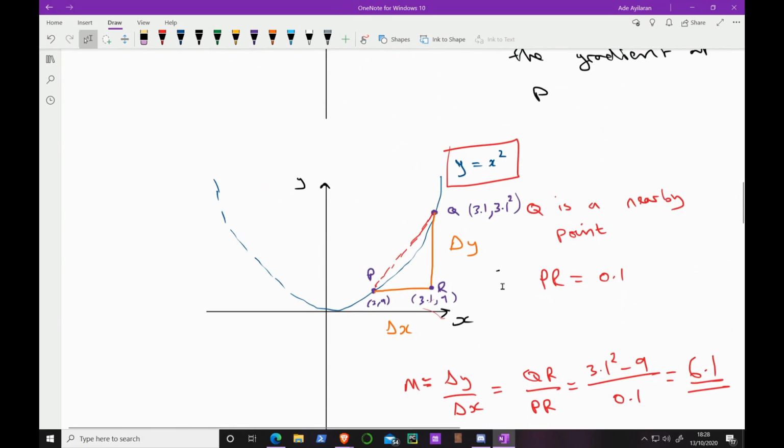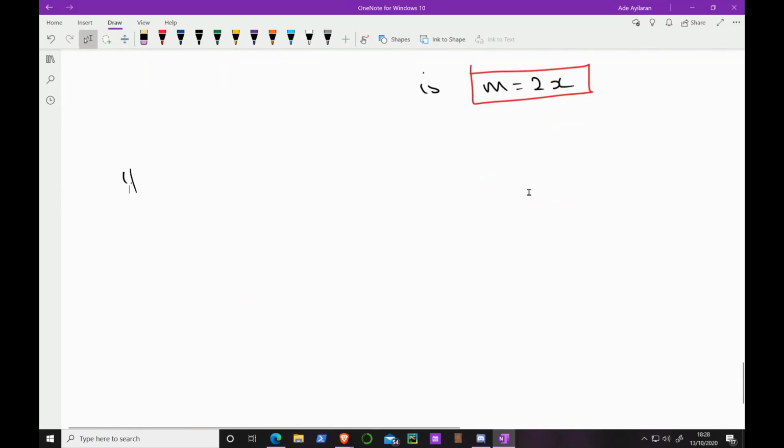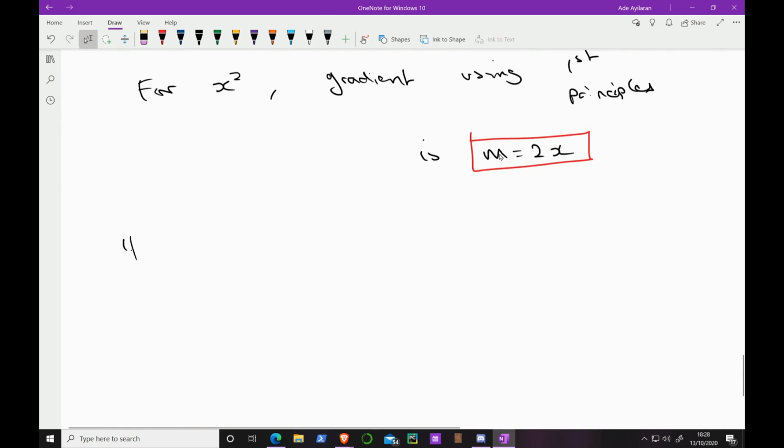Before, we worked out that at 3, 9 the gradient was 6.1, and that was using a very rough line and doing dy by dx. Let's use our final version of first principles to work out the gradient at 3. So if P equals 3, 9, using this equation here, what would be the gradient? 3 times 2, which is 6.